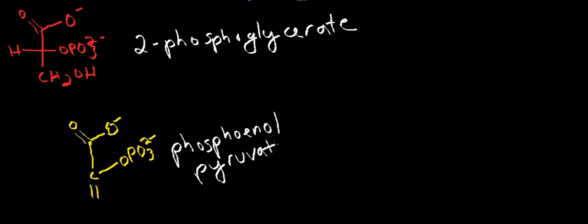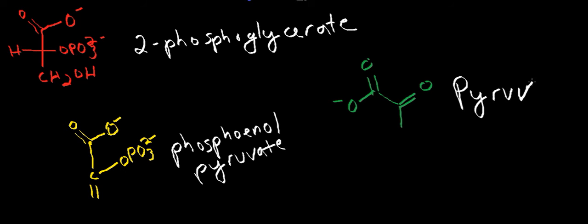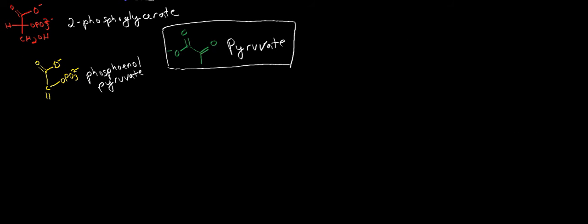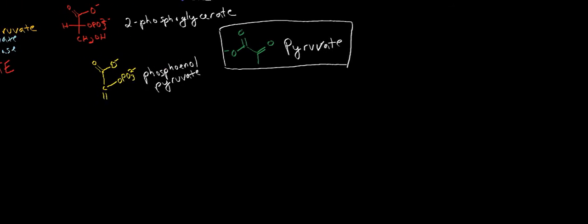And finally, last but not least, the structure that we've all been waiting for, pyruvate. Alright, and that is the structure of pyruvate. And again, these are all the intermediate structures of glycolysis. So let's see if I can just run through these real quick.